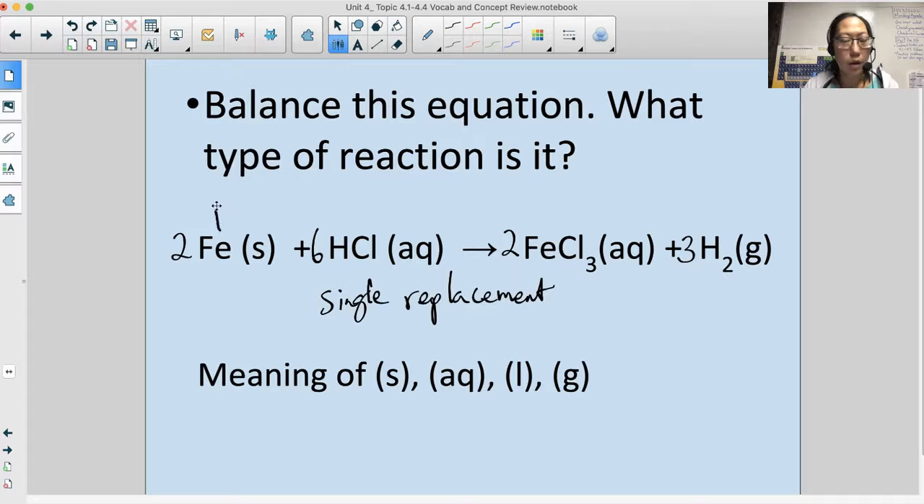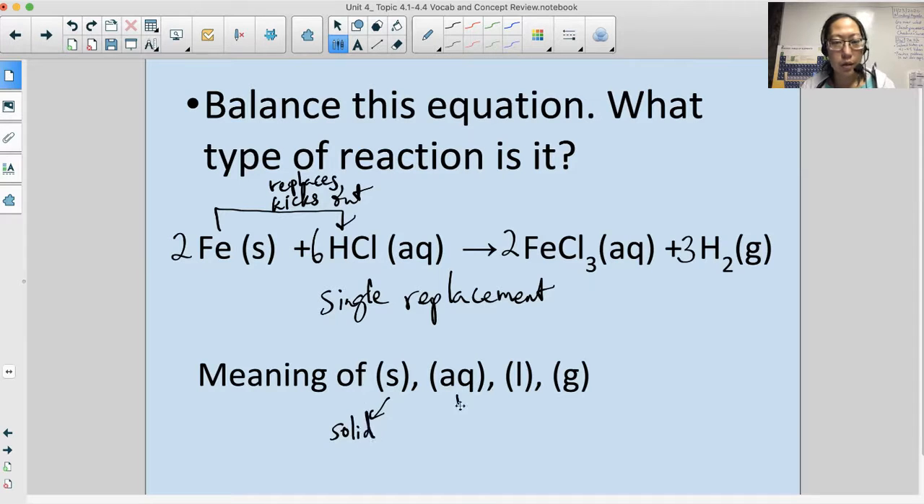We have a single element going in and kicking out, or replacing, hydrogen. Iron replaces hydrogen here. And then hydrogen is by itself. Reminders, this S in parentheses means solid. Aqueous, AQ, means dissolved in water. L in parentheses is liquid, and G is gas.